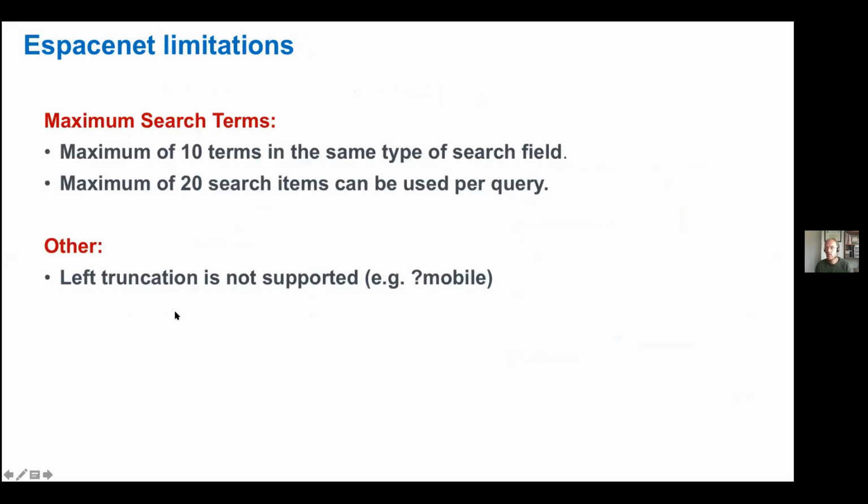I know it's a bit quick for a comprehensive Espacenet course. Of course, the database has many more features, but we won't have time to tell you all of it. Just to tell you about the limitations of Espacenet, especially if you have complex searches, you have to be aware that Espacenet has a maximum of 10 terms allowed per search field and 20 allowed in the overall search query. And some truncations, for example, left truncation, are not supported.